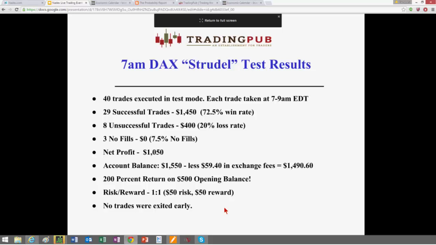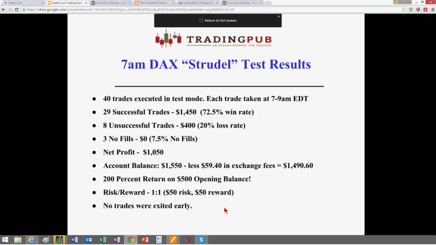using the same rules every day, I had 29 successful trades, which brought me in $1,450 or a 72.5% win rate. I had 8 unsuccessful trades that cost me $400. I had 3 no-fills that cost me nothing for a net profit of $1,050. It took my hypothetical $500 opening balance up to $1,550.